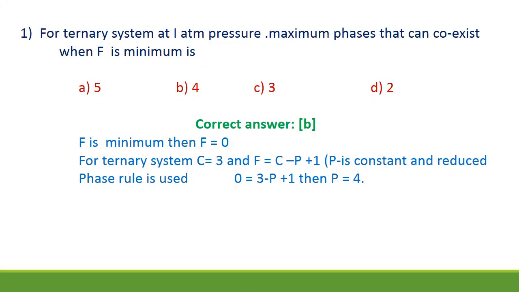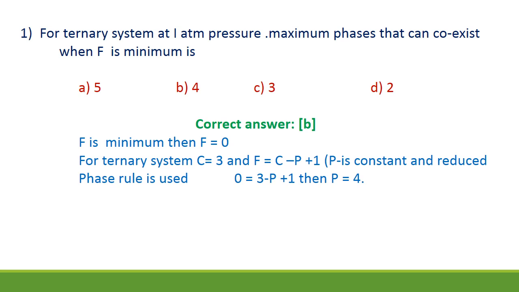Welcome to this program. Today we are going to discuss important questions in phase rule, equilibrium and ORD. Question number 1. For a ternary system at 1 atmosphere pressure, what is the maximum number of phases that can coexist when F is minimum?